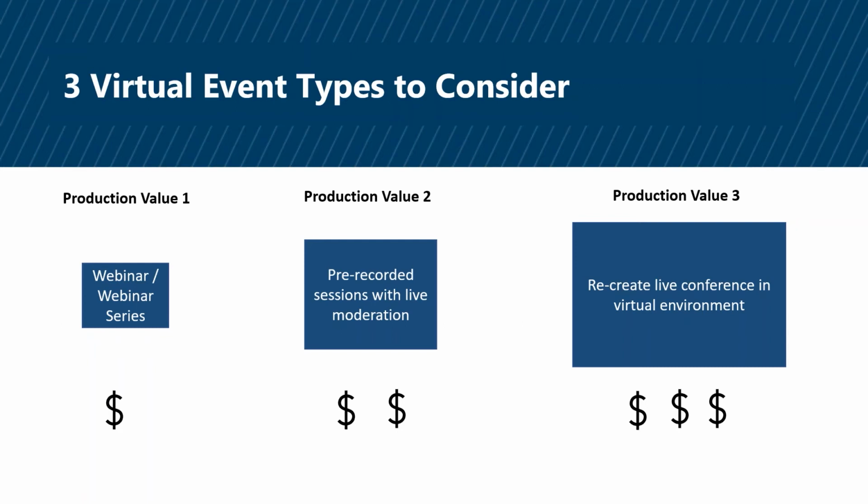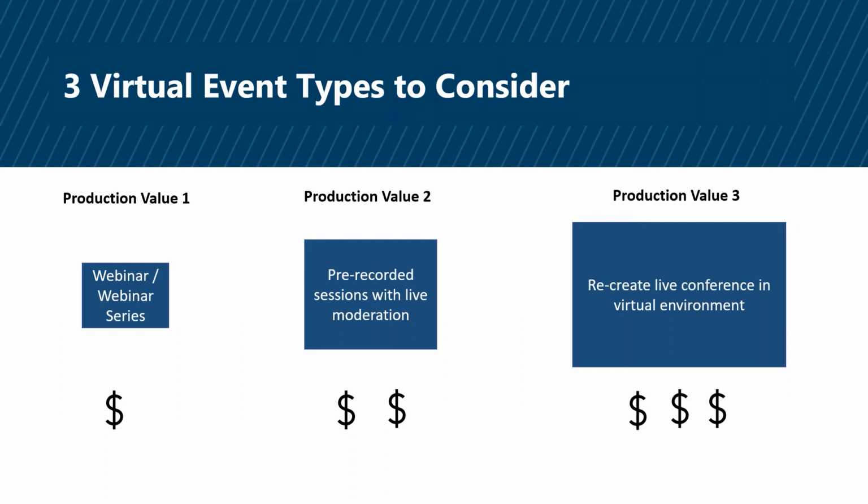So the lowest level of effort, the lowest cost, is doing webinars and webinar series. Generally, associations already have webinar tools, like we're on GoToWebinar right now. So you likely already have the software you need to support something like this. That's really the lowest production value and cost to move a live event into a series of webinars. So that's production value 1.